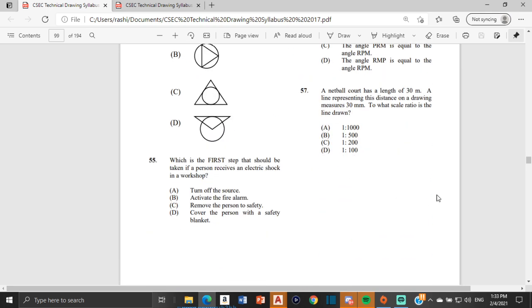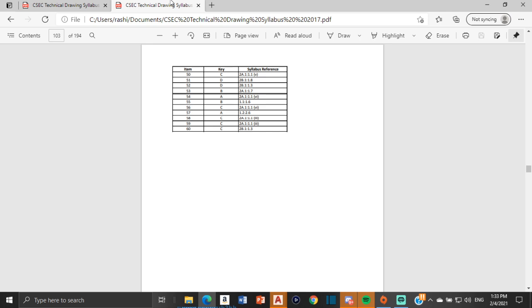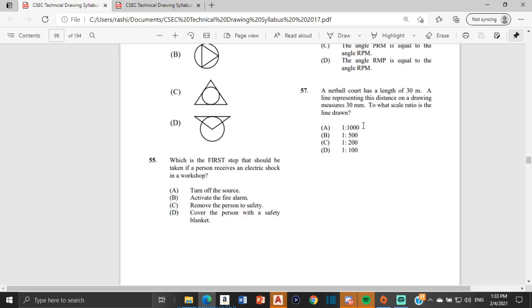Number 57. A netball court has a length of 30 meters. A line representing this distance on a drawing measures 30 millimeters. So what scale ratio is the line drawn? 1 to 1000, right? 1000 millimeters make a meter. So number 57 would be A, 1 to 1000, since 1 millimeter on the drawing would represent 1 meter. And 1000 millimeters makes a meter, so it will be 1 to 1000.